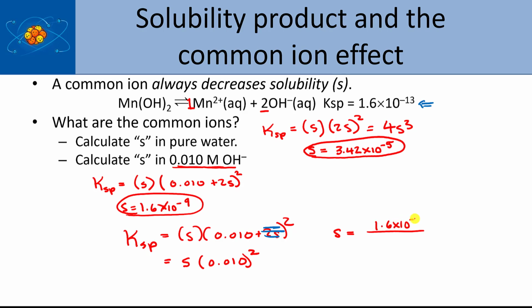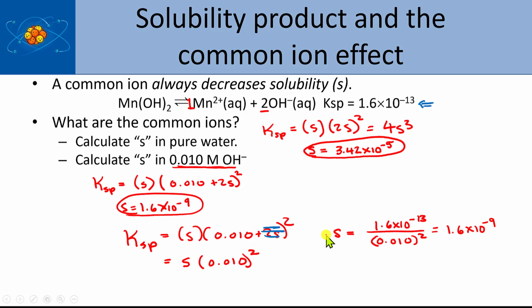So that means S for this problem would be 1.6 times 10 to the minus 13, that's KSP, divided by 0.01 to the second power. Well, that's 10 to the minus 4. So this will be 1.6 times 10 to the minus 9, because I'm dividing by 10 to the minus 4 down here. So the S is small approximation worked, in the sense that this concentration for S is much smaller than 0.01.